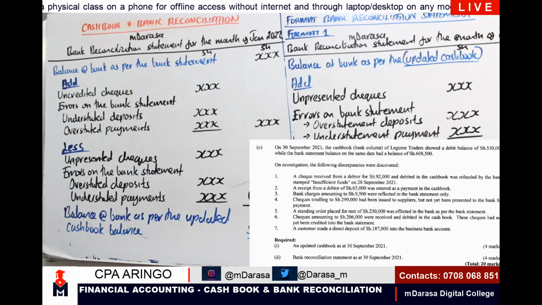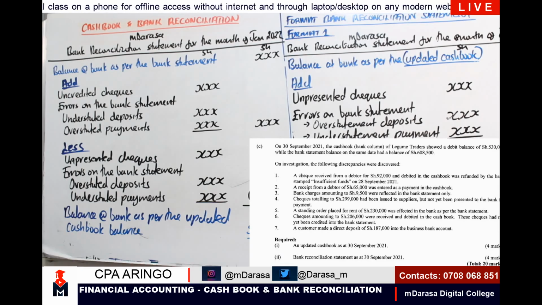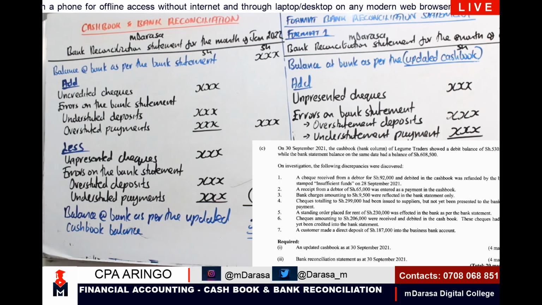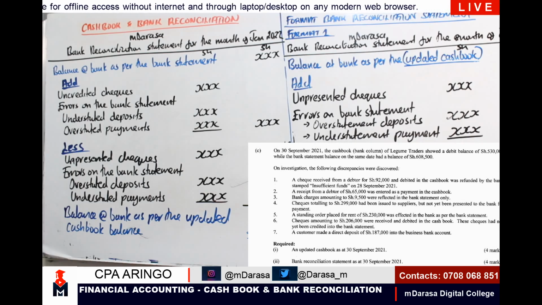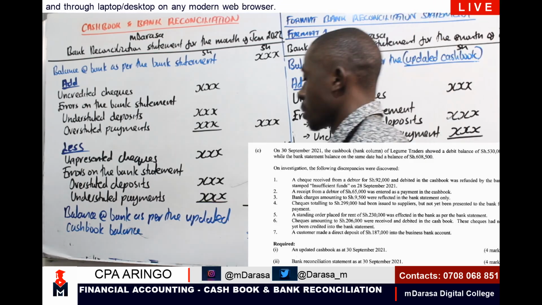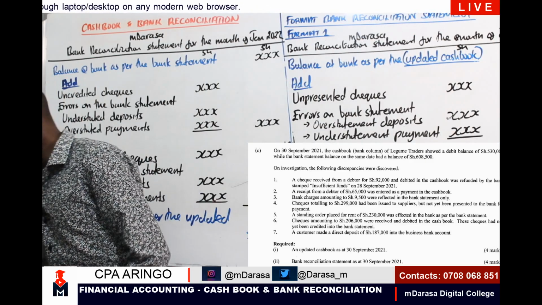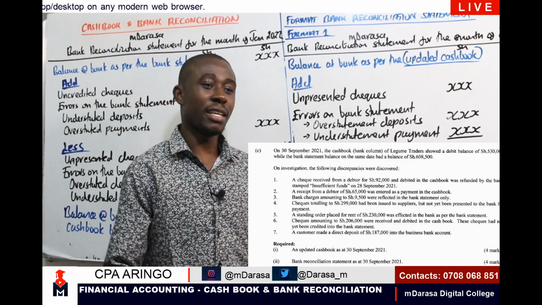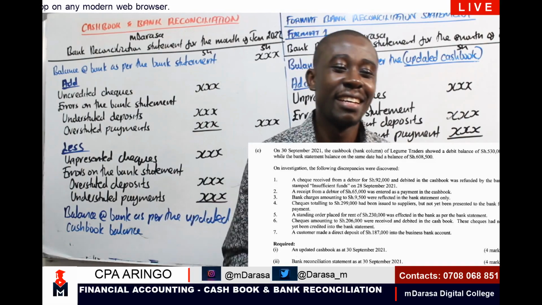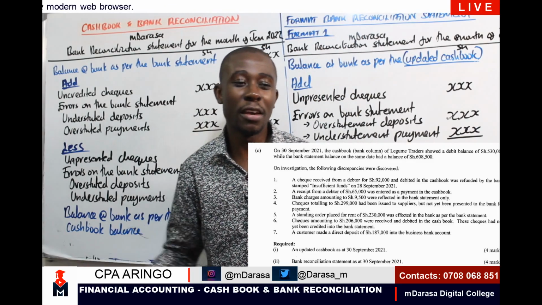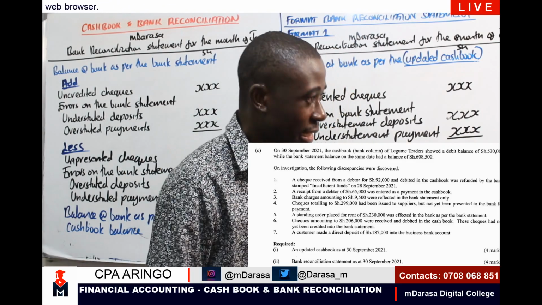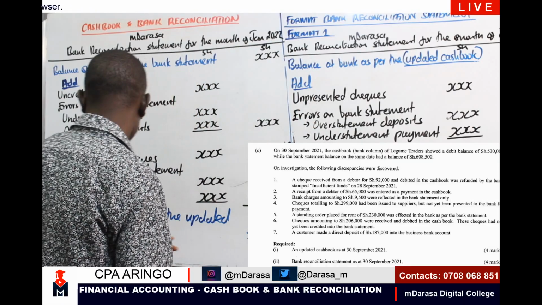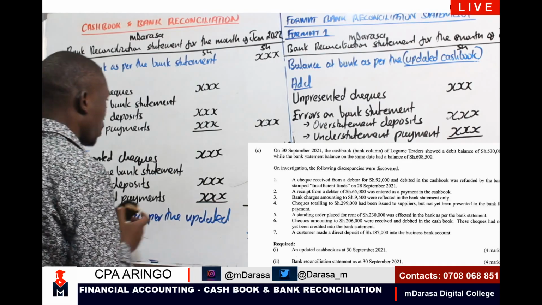The first thing that will be required to do is to prepare our updated cash book, where in that case we're also going to consider the errors that were made. We're going to correct the errors that were made in our cash book accounts. So, given such a question, again, you should just smile, because now you have everything that we had talked about earlier on.